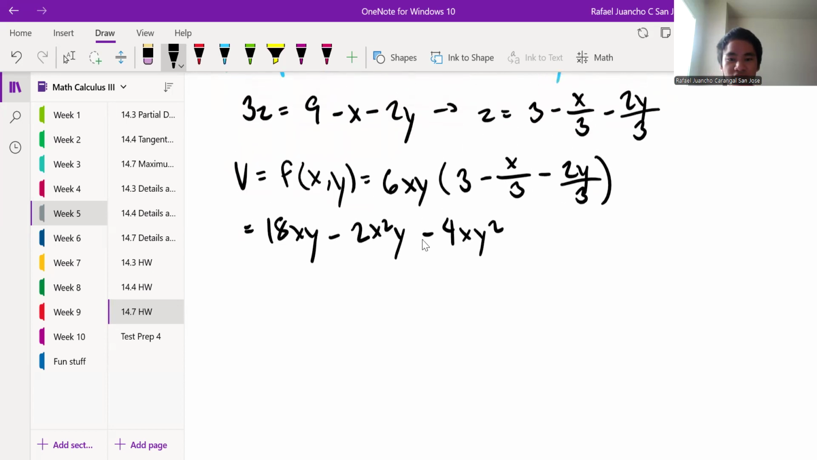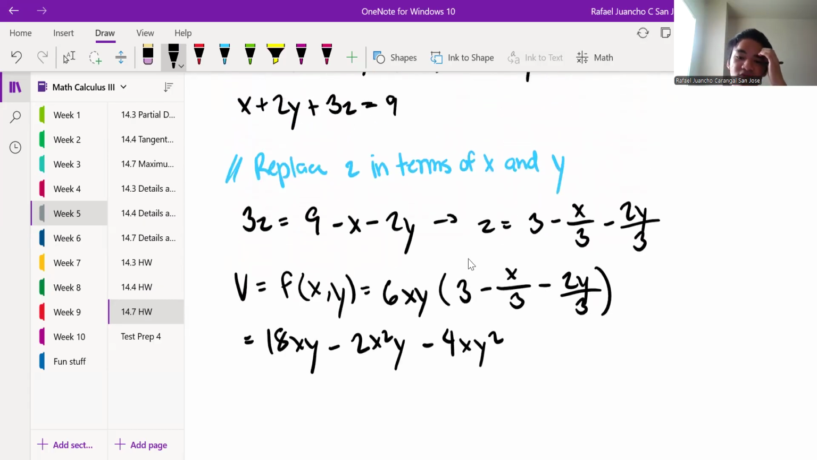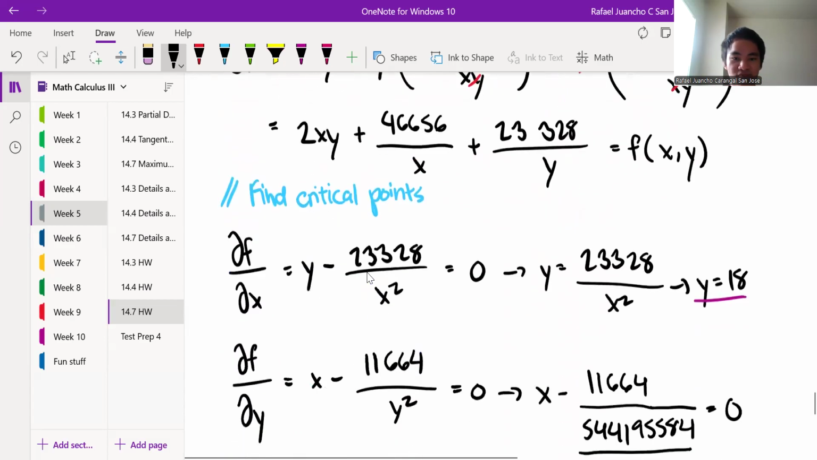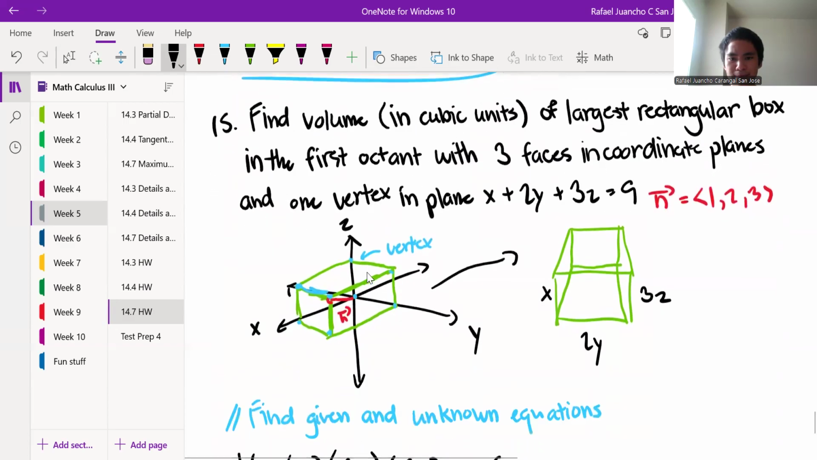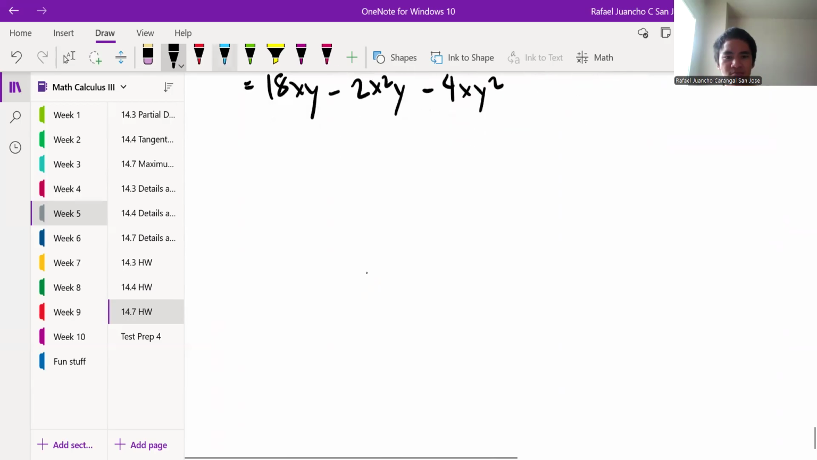What else can we do? We can factor out the 2, but we don't need to as of now. We can factor out an x and y, but we don't need to as of now. So that's our function of two variables. And then from there, again, we find our critical points in terms of x and y.